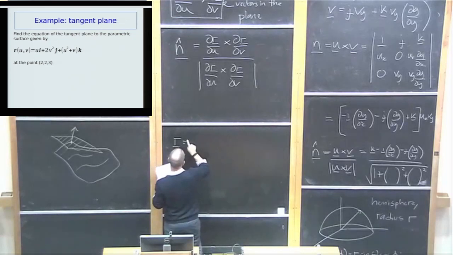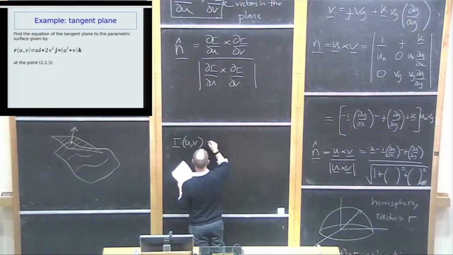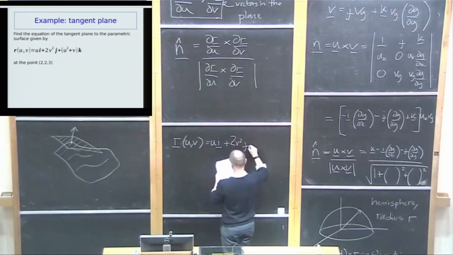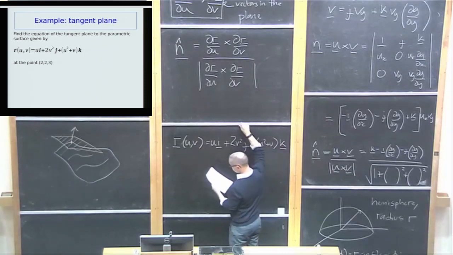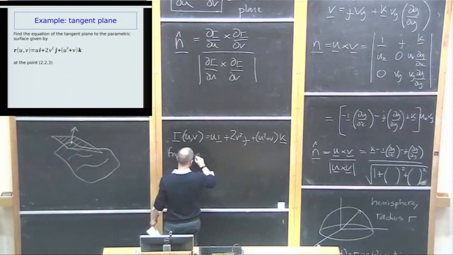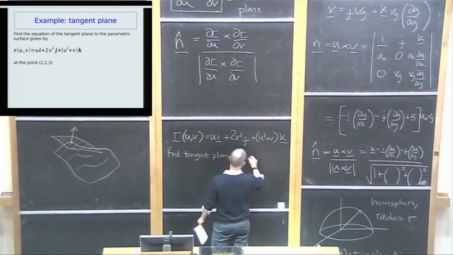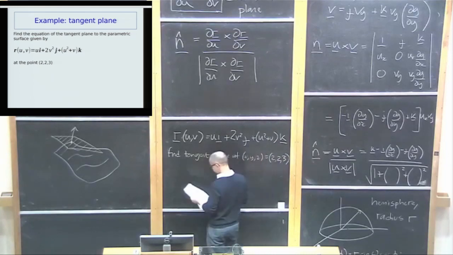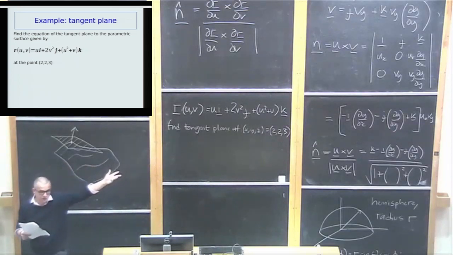So we have a surface whose position vector as a function of u and v is given by r = u i + 2v² j + (u² + v) k. And we want to find the tangent plane at (x, y, z) = (2, 2, 3). Okay, so we have a parametric description of our surface.